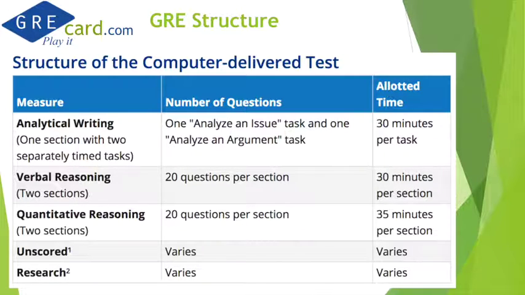So you'll start with two essays, one analysis of an issue and the other analysis of an argument. Each of these essays is 30 minutes long. And after that, you have four sections of maths or English, two of math and two of English. Verbal reasoning, I'm simplifying to call English, and quantitative reasoning, I'm simplifying to call math. And this can be in any order.